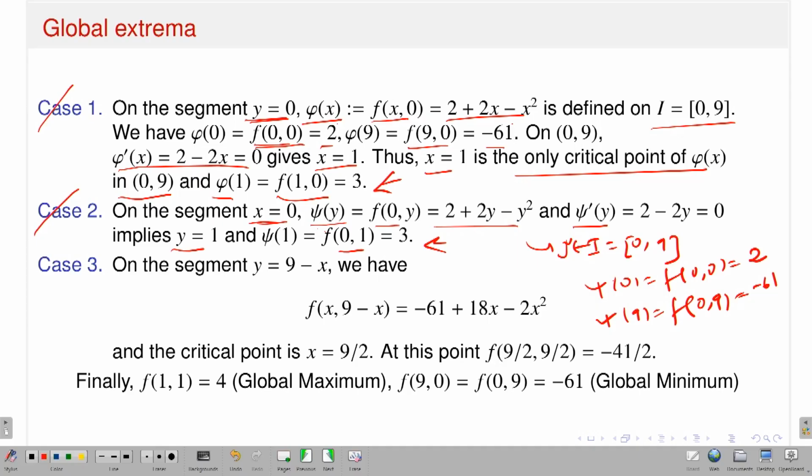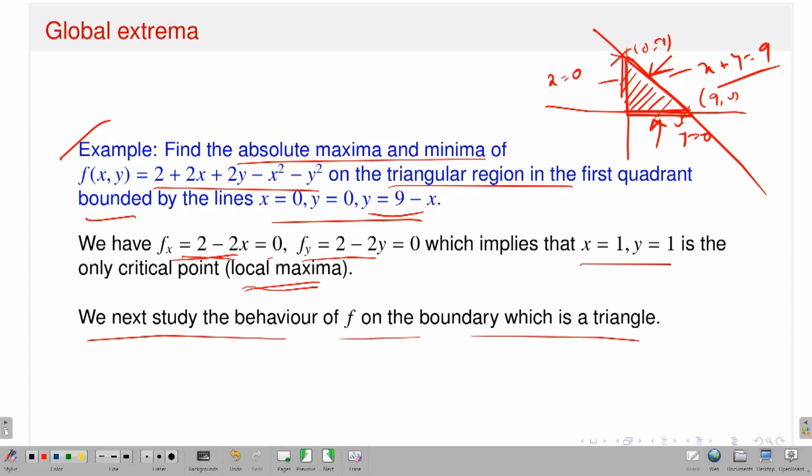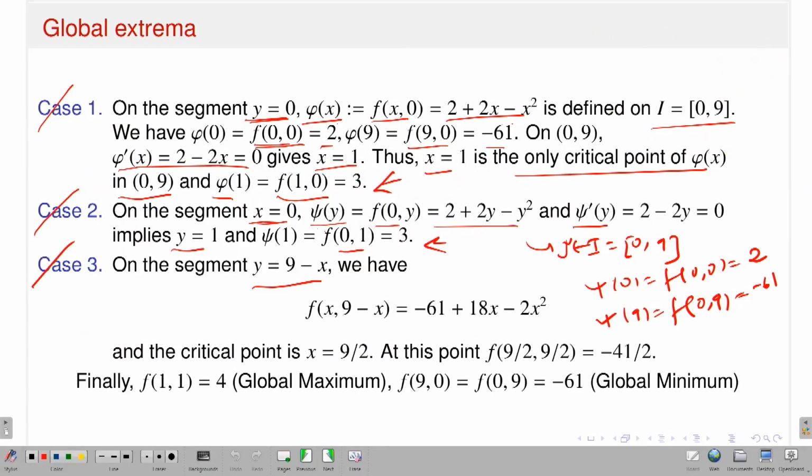Two sides I have checked, so the only part remaining is case 3, which is nothing but this line. So how to do that? Again here is the relation y is equal to 9 minus x. You just replace y in this function, f of x comma 9 minus x. It is a function of a single variable, and again you just calculate the critical points and the boundary points like 0, 9 and 9, 0. I already talked about the values of the function.